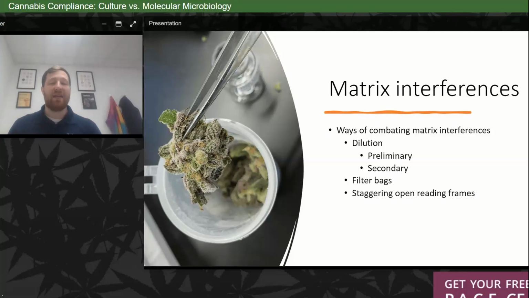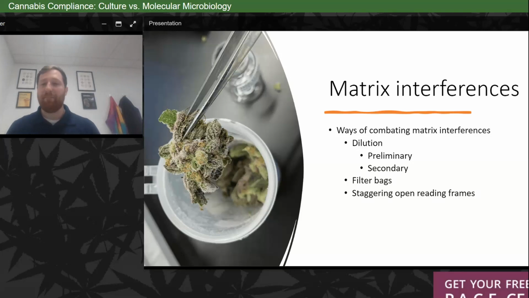Again, the trichomes and the contaminants and all of the target organisms will still freely flow through this membrane, but the larger objects are not going to be able to disrupt your pipetting. Also, when doing culture-based or media-based, stagger your open reading frames. Understand that multiple dilutions are better, so you can compare to see if there are matrix effects being carried throughout the dilution, and just be cognizant of those.